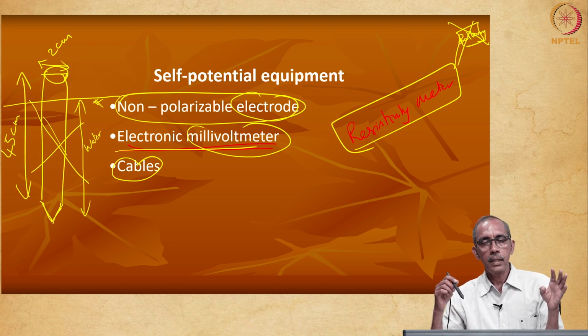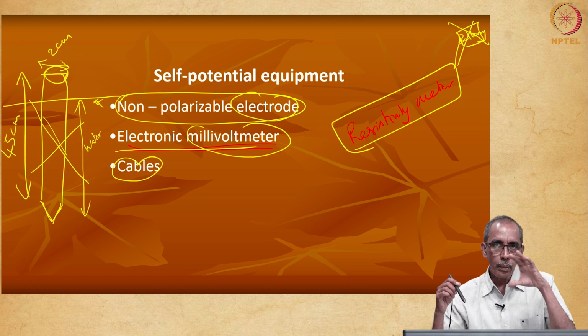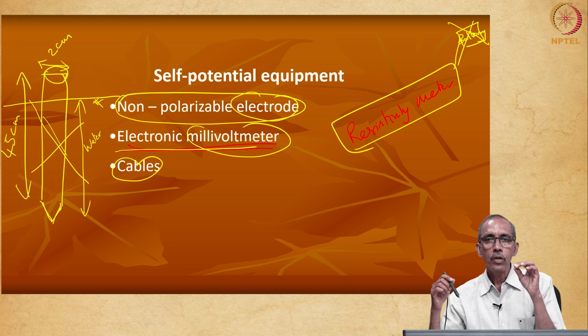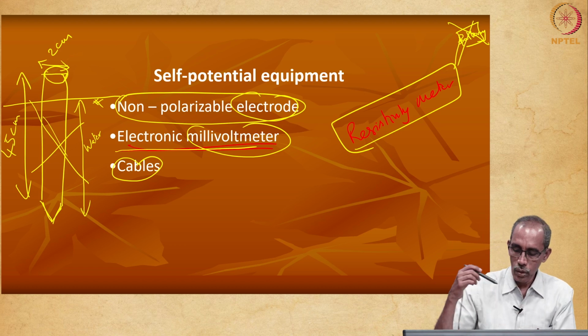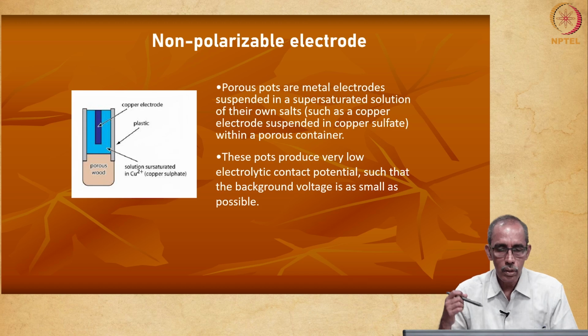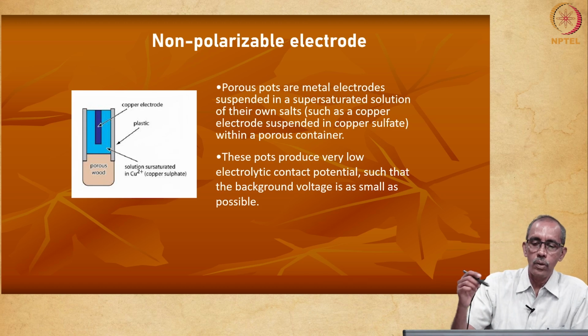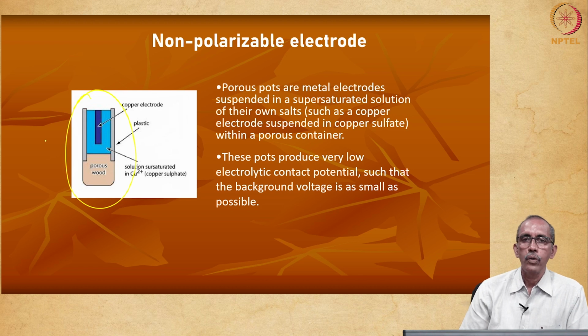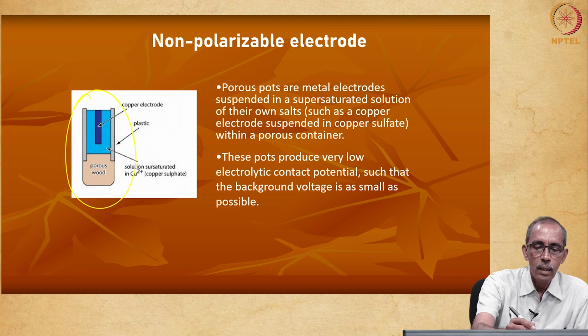In resistivity meter, we used both ammeter as well as voltmeter, whereas in cell potential method, we will just use the voltmeter part of the resistivity meter, and we will use the same cables. Electrode alone will be a little different, which is known as a non-polarizable electrode. What is a non-polarizable electrode? So, non-polarizable electrodes are like this, right, where you have a porous part.